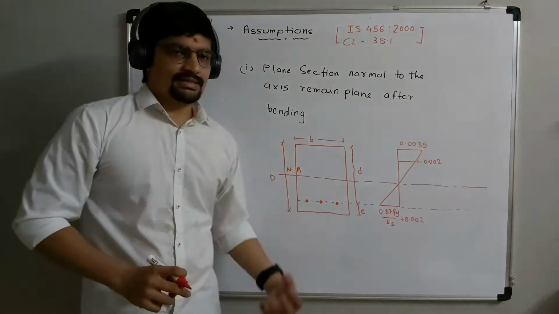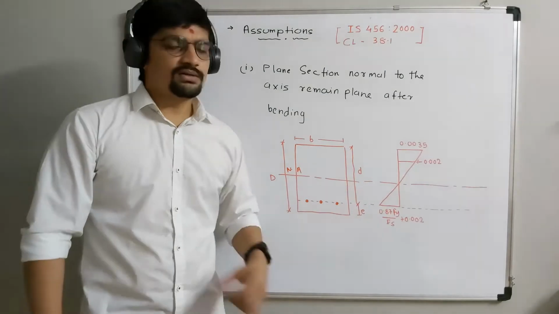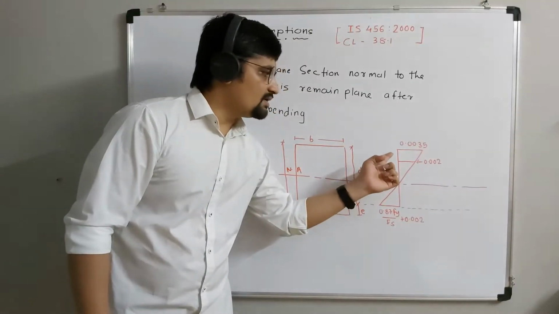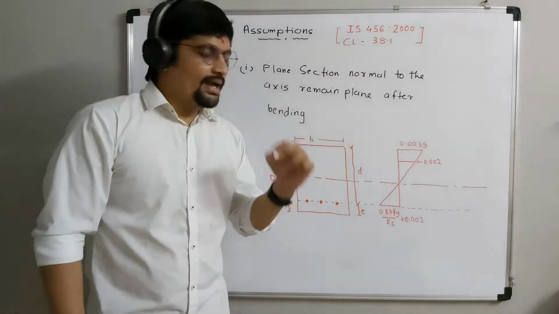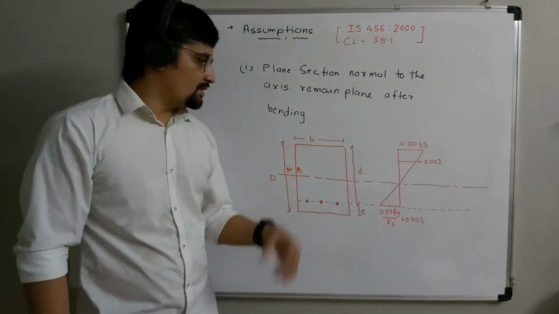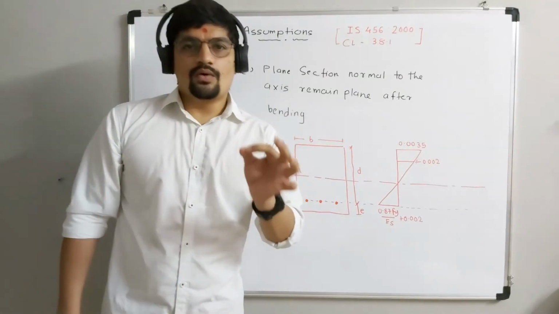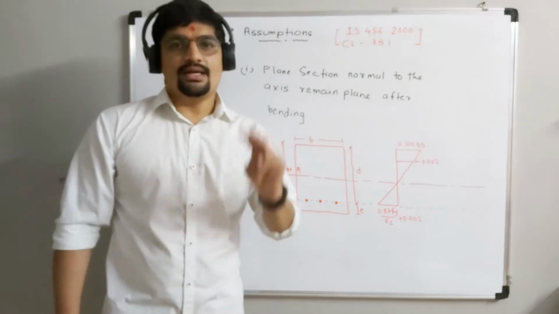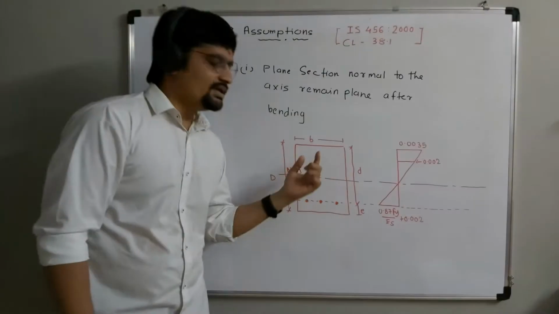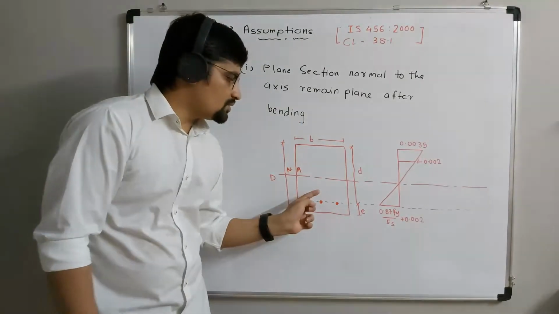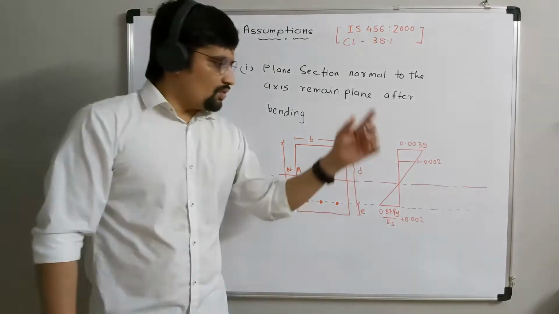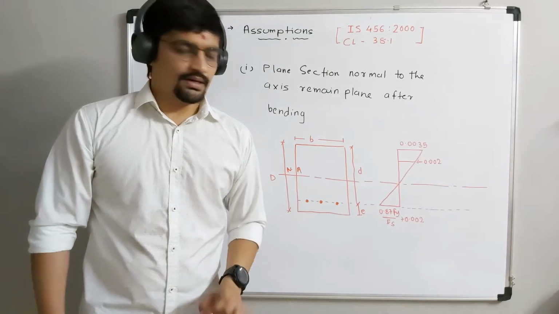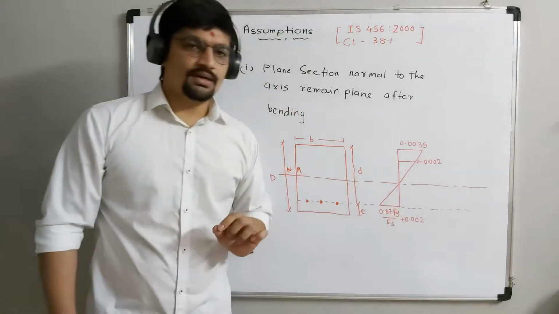The assumption means that the strain is related to the height. As the height increases, the strain increases. Why have I shown it in two parts? Because the beam is of concrete and steel both. So the neutral axis divides it into two portions. The upper portion is compression and the lower portion is tension.